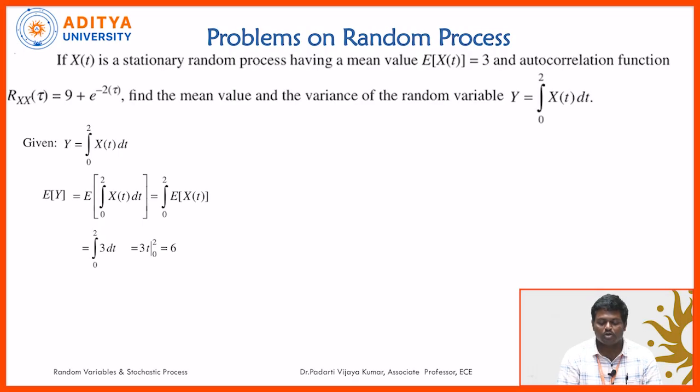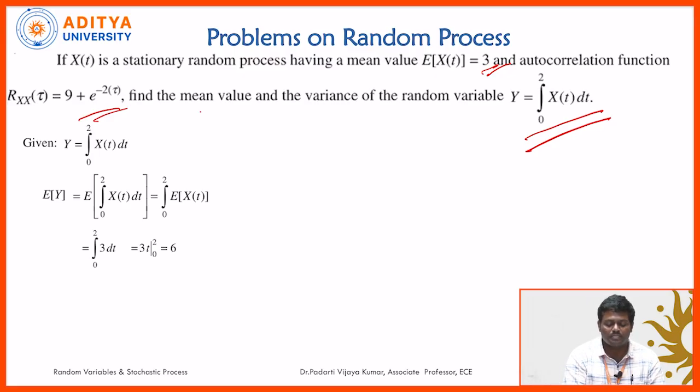So, we will see one more problem which is related to two different random variables. They are related by the relation y = integral from 0 to 2 of x(t) dt. Given the mean value of random process x(t) as 3, and autocorrelation as 9 + 2e^(-2|tau|), we need to compute the mean and variance for the newly formed random variable y, which is the integration of x(t) over the limit 0 to 2.